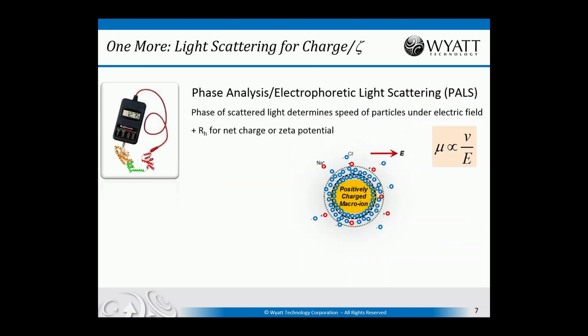The third flavor of light scattering is electrophoretic light scattering, which is used to measure zeta potential or net charge. In this technique, we apply an electric field, and a charged particle will drift under that field. We measure the speed of its drift using the Doppler effect. That's where the phase part comes into this analysis. We calculate the electrophoretic mobility by the ratio of the speed of the drift to the applied electric field.